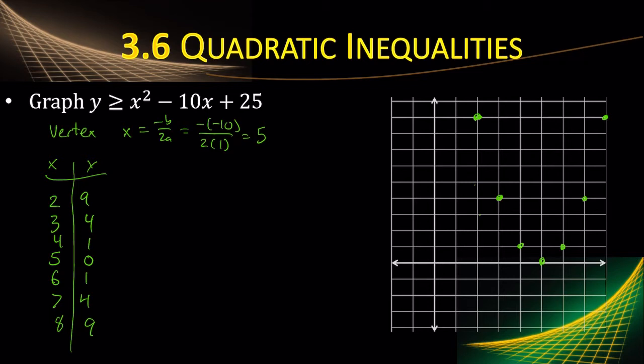Now we have to decide whether it's a solid or dotted line. Since it has equal to, it is a solid line. So we can put that in. And then we have to shade. Since it's y is greater than, we shade above.